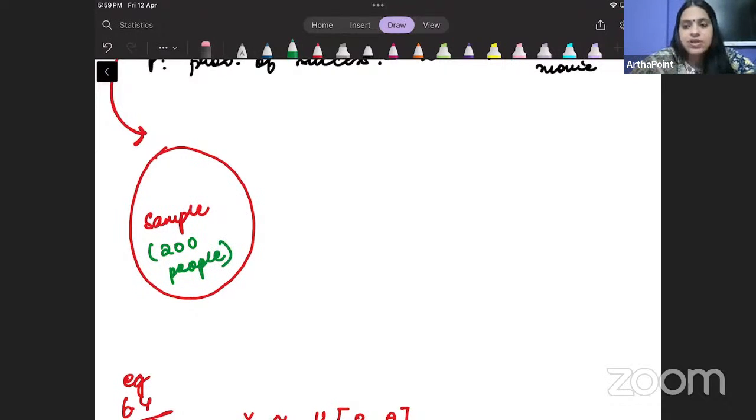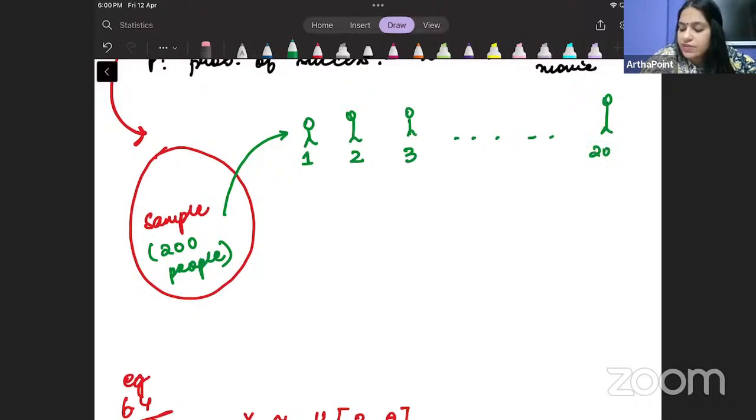Now, in this sample, ये जो मेरा छोटा sample है, I can ask each and every individual. So I go to different individuals. I ask individual 1, did you watch a movie? वो बोलेगा yes या no. Then I will ask individual 2. उससे मैंने जाके same question पूछा, did you watch a movie? He can say yes or no. Individual 3, did you watch a movie? He can say yes or no. ऐसे करके I will ask 200 individuals.